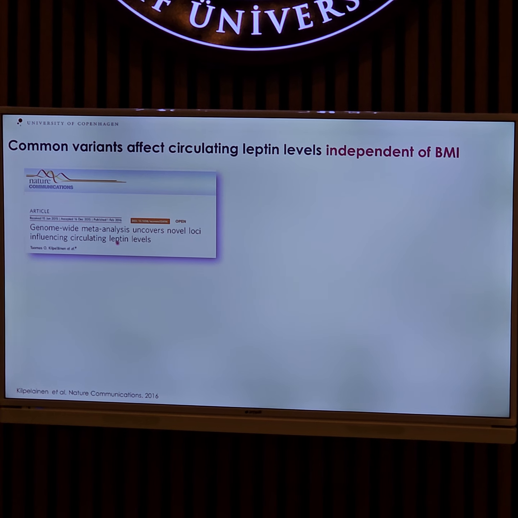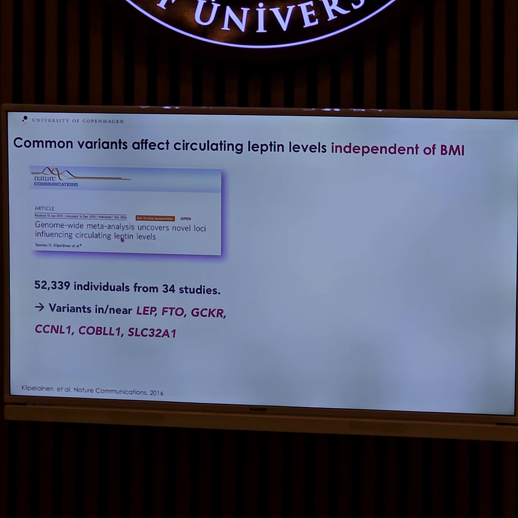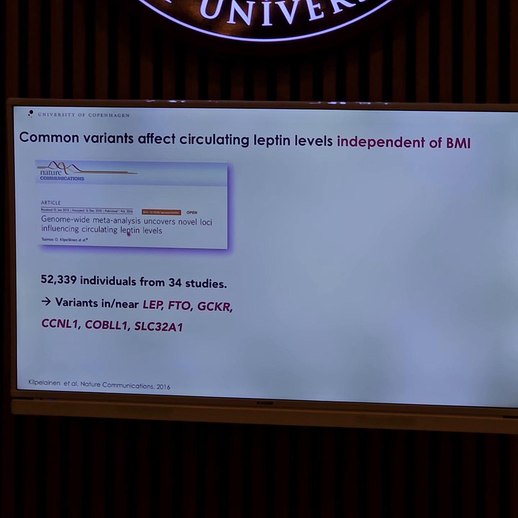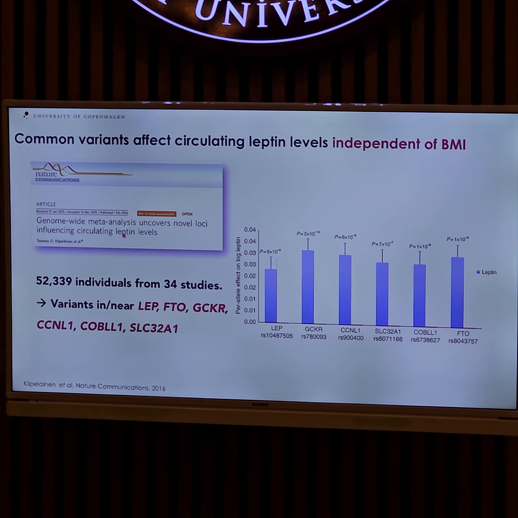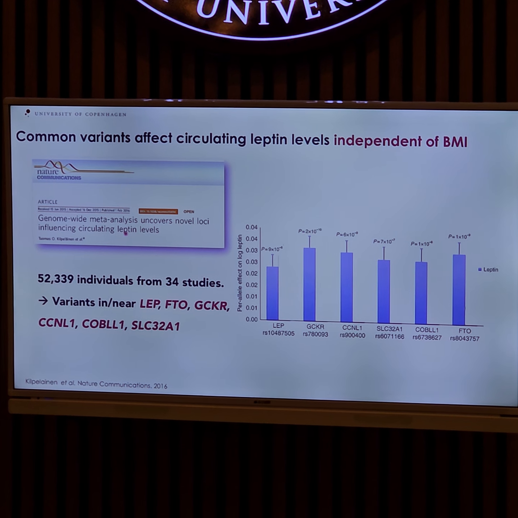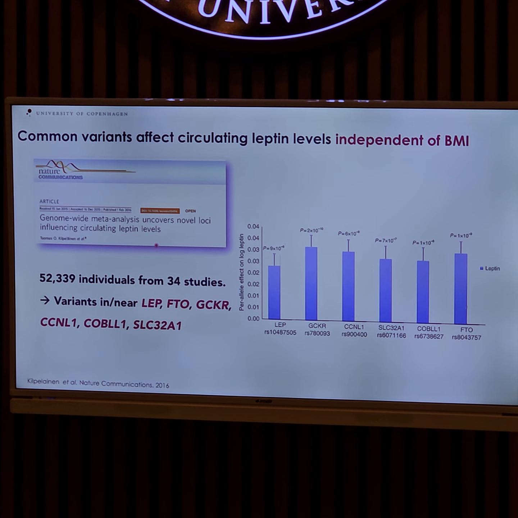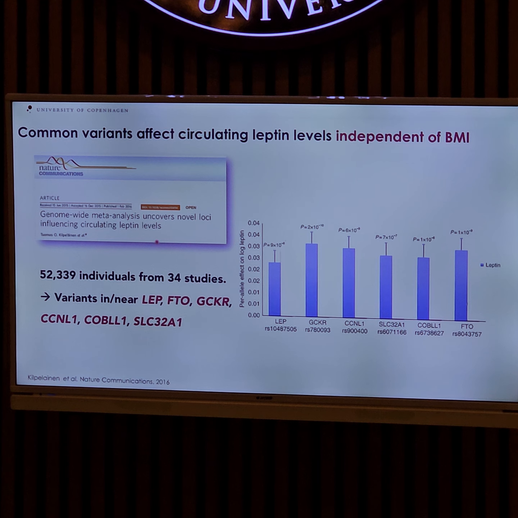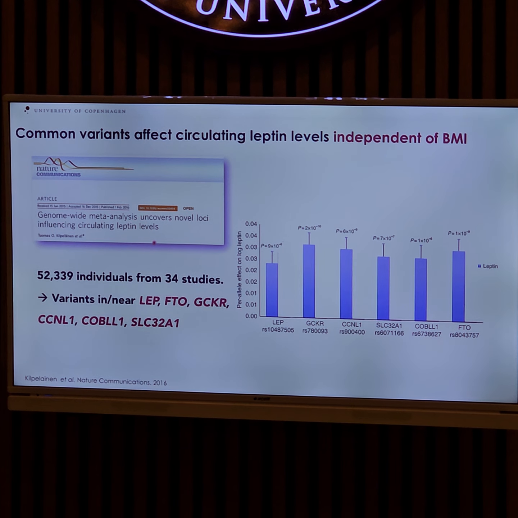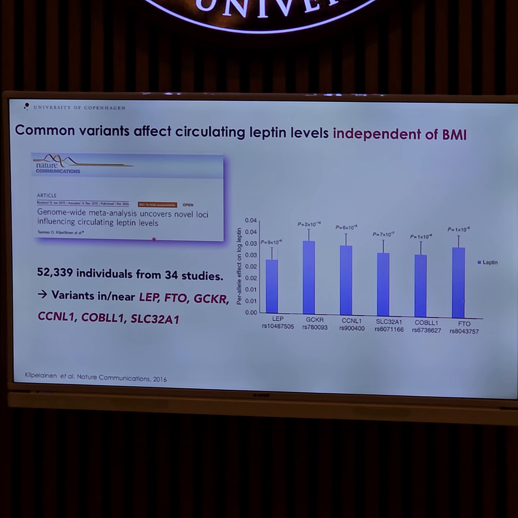So this is a paper that we published 8 years ago already, where we did a GWAS including data of 52,000 individuals, and we identified 6 loci. And here is the effect size of each of the leptin increasing alleles within these loci. And you see FTO is part of it. As I mentioned earlier, FTO was discovered for obesity. So the question here is, is FTO really directly associated with leptin levels, or is FTO associated with leptin because it is associated with high BMI?